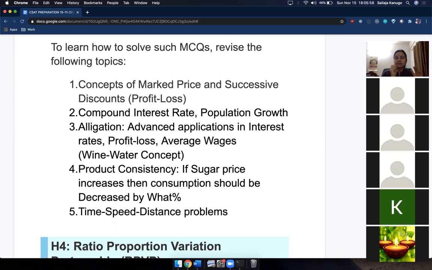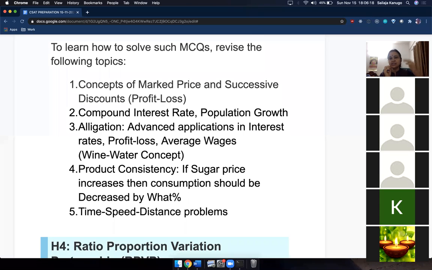Suppose if 100 rupees is the price, he would give a discount of 20%, means 20 rupees less. He would give it to you for 80 rupees itself. He would have bought it at 50 rupees. His cost price would have been 50 rupees.